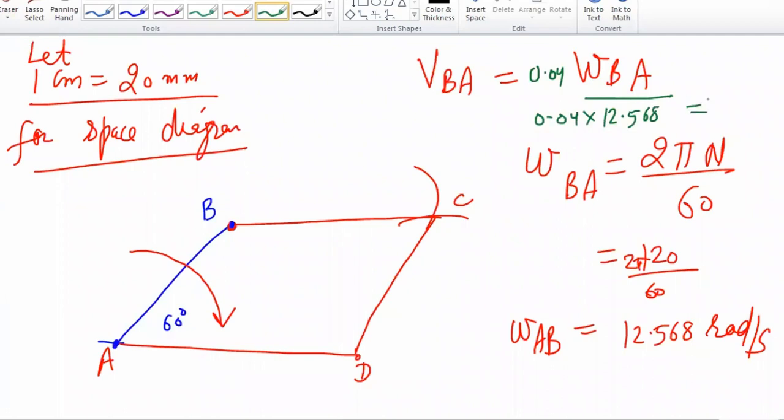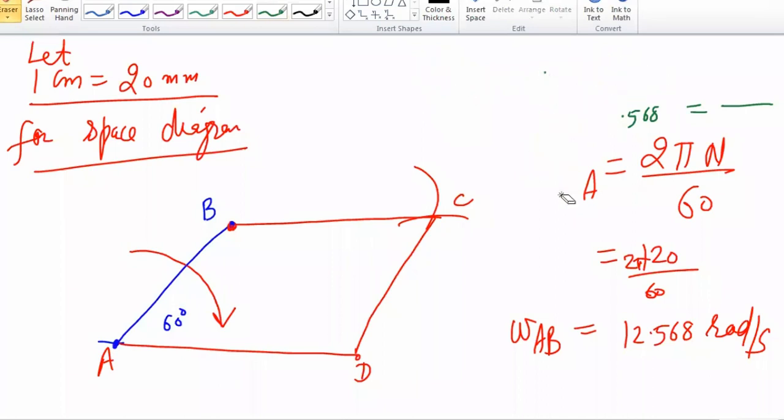This is how the first linear velocity has been calculated. Correct? So a linear velocity is calculated, then we can go for the velocity diagram. That's a very easy step. We haven't done anything. That is the given data. So VBA is the given value. We will use this later on.